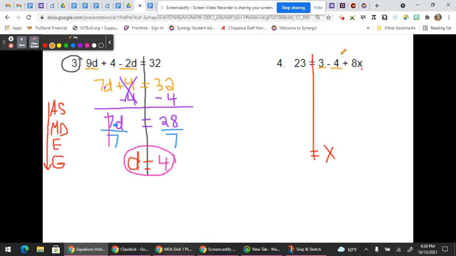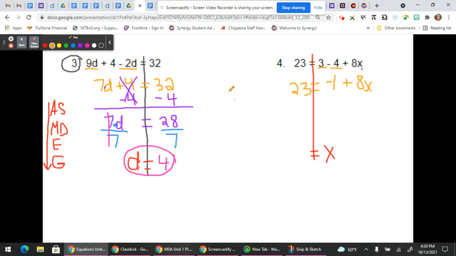So looking over here, I notice that I have 3 and I have a subtracting 4. Now they are in the same family, so I'm going to combine them. I'm going to go 3 minus 4, so 3 plus a negative 4. You can grab a calculator if you need to help check on that, but 3 take away 4 should give me a combination of negative 1. So here I've got negative 1 plus 8x. All of that is equal to 23.